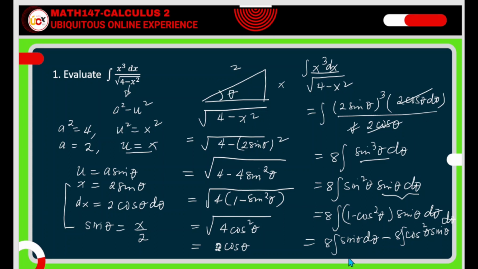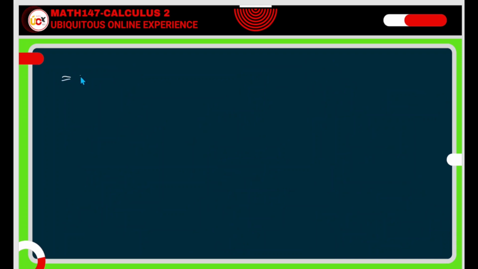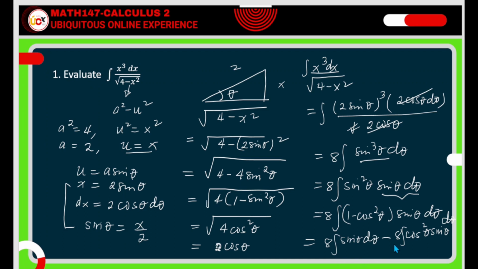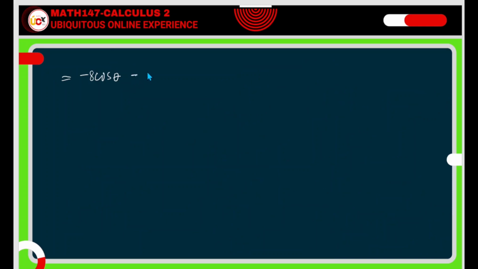Okay? But what is the integral of sine theta d theta? Recall that the integral is negative cosine theta times 8, so this should be negative 8 cosine theta. That's the first term. And then minus 8 times the integral of cosine squared theta sine theta d theta. By the power formula, you let u be cosine theta and then your du is negative sine theta d theta.